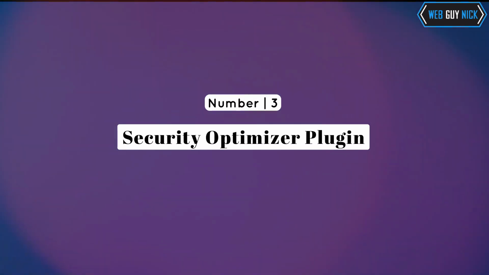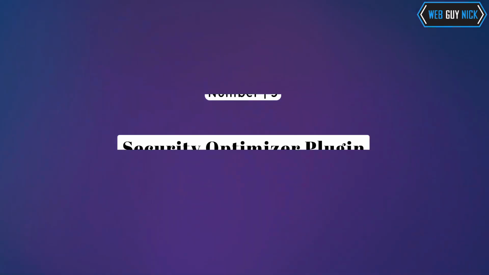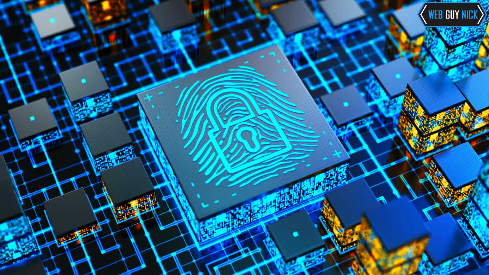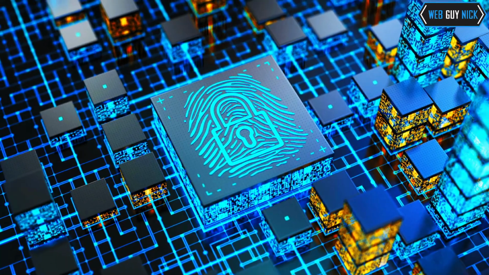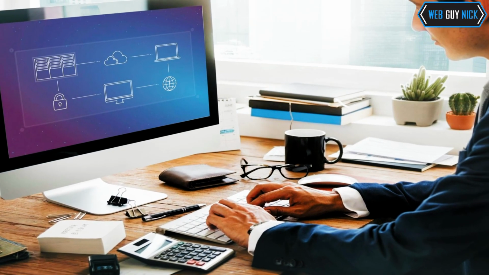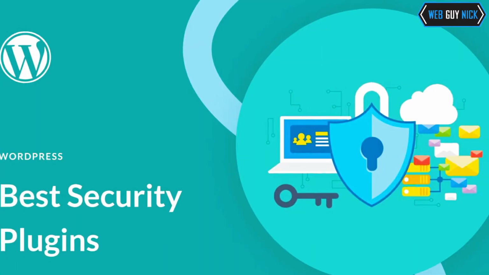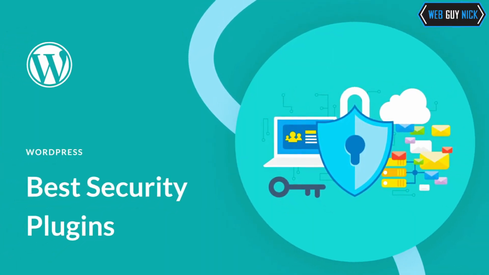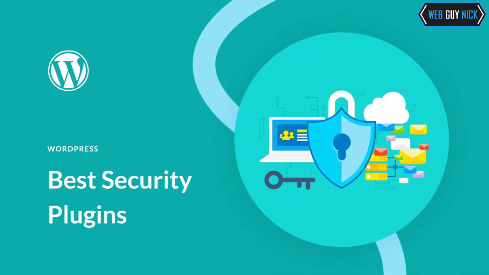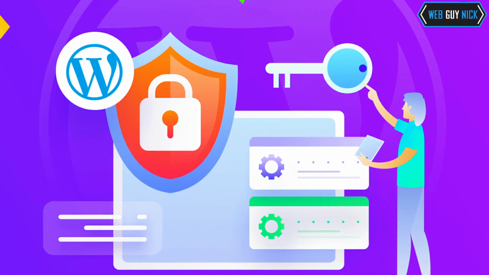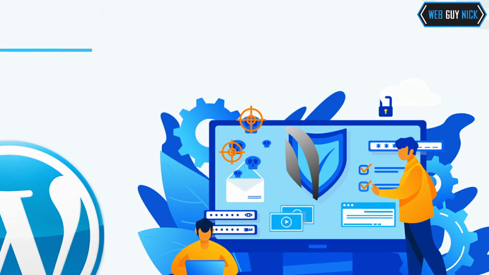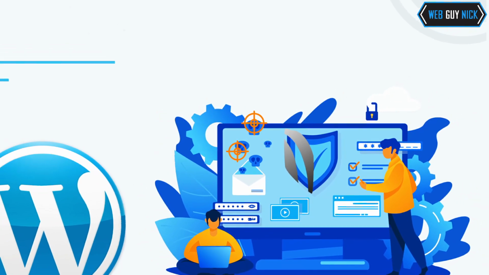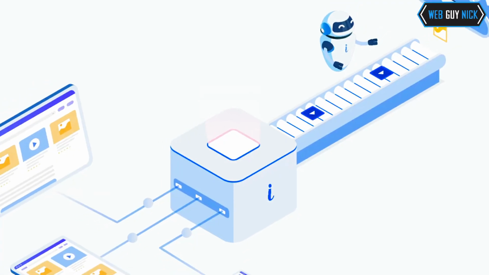Number 3. Security Optimizer plugin. The Security Optimizer plugin is a powerful tool offered by SiteGround to enhance the security of your website. It scans your website for vulnerabilities, provides real-time threat monitoring, and offers proactive measures to protect against malicious attacks. It also offers features like firewall protection, spam filtering, and regular backups to ensure the safety of your website's data.